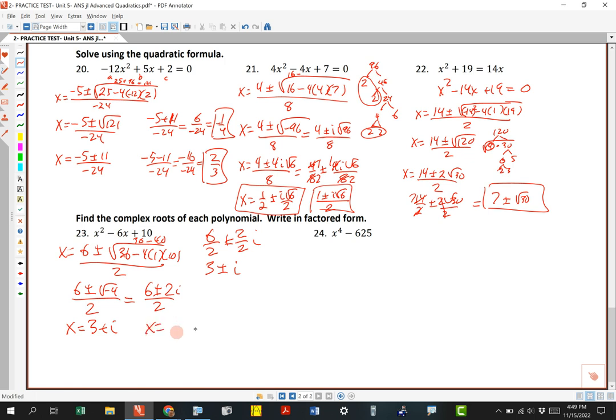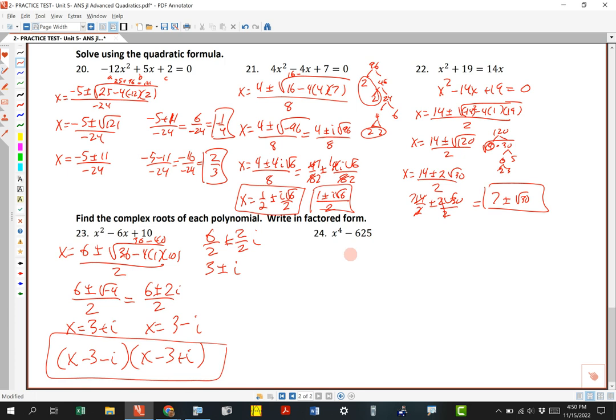So if I just make the factors out of these, I basically just move these to the other side to set them equal to 0. So this is going to be x minus 3 minus i. And when I move that over, it's going to be x minus 3, and then minus a minus i is a plus i. So I get a plus i right here, and then I factored that quadratic.